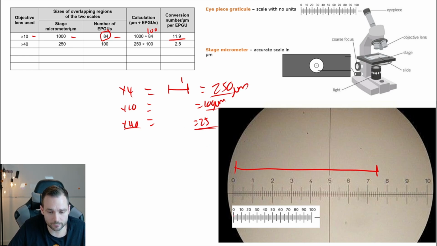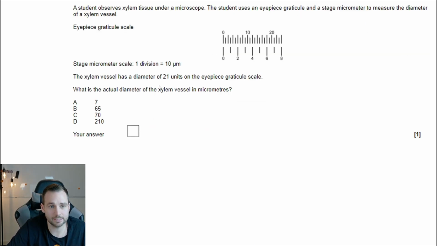Now you don't have to line the zeros up. You could put the micrometer in there and it would work the same way. You would just be doing the change in the eyepiece graticule rather than from 0 upwards. Now this can be applied in an exam question in a variety of ways. So you can pause the video and have a go at this one.